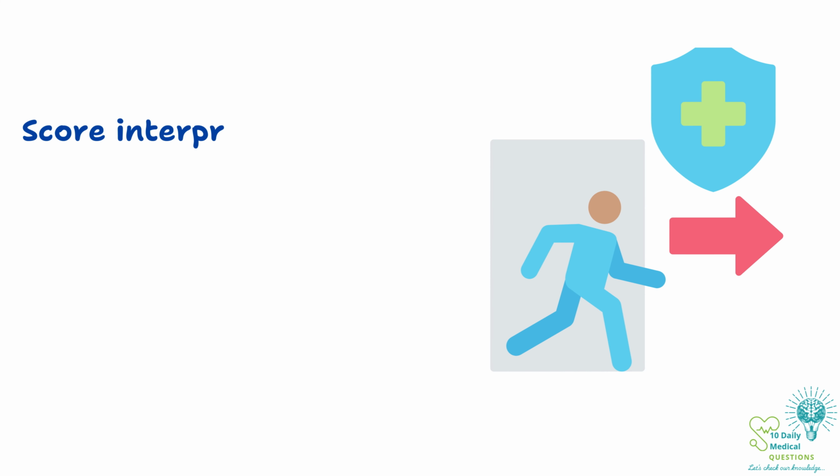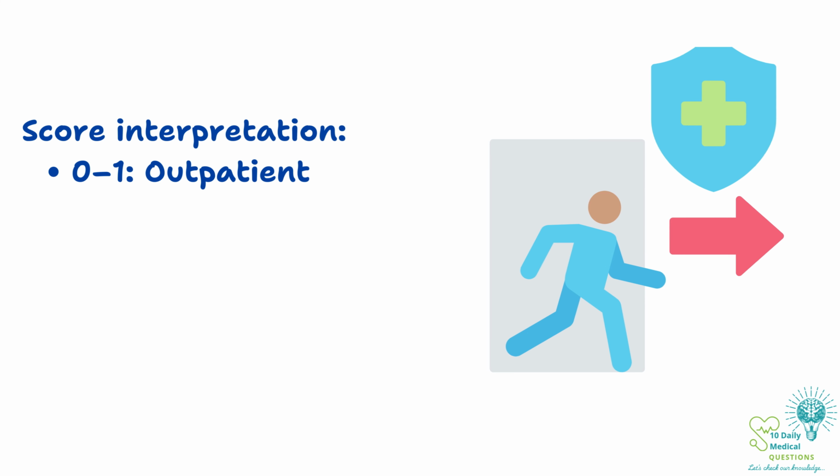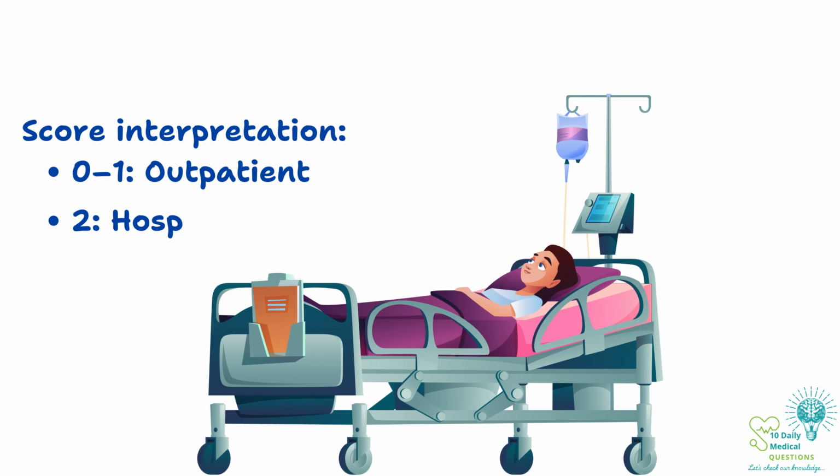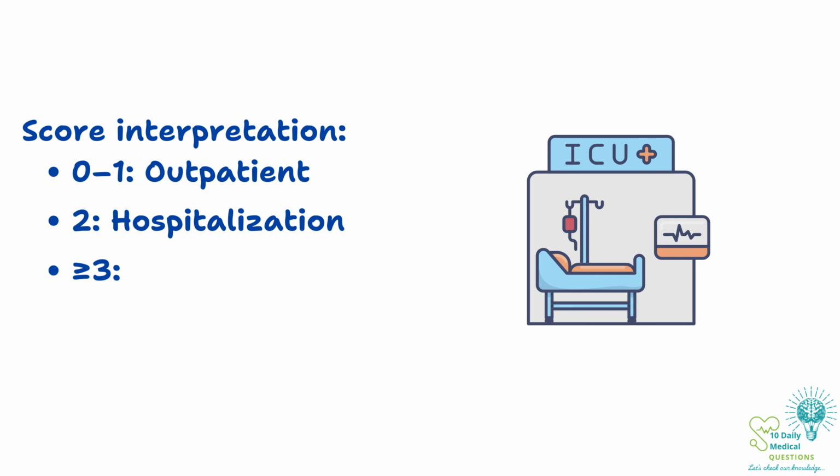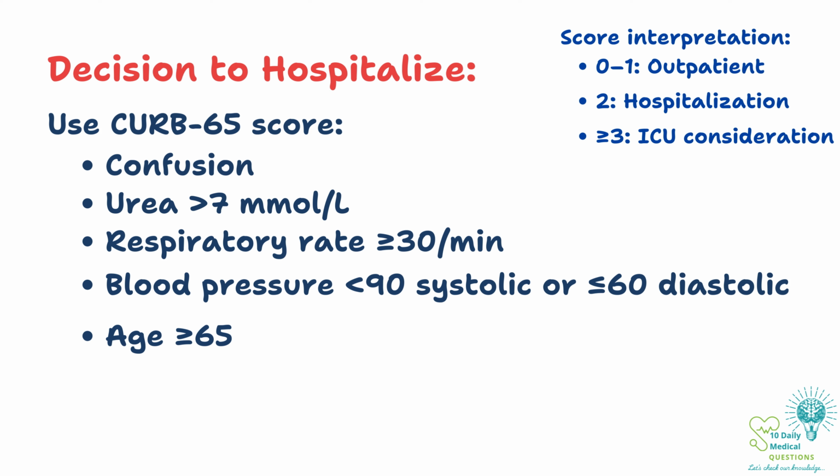Scoring: 0 to 1 points, outpatient treatment is appropriate. 2 points, hospitalization should be considered. 3 or more points, assess for ICU admission. This score helps guide clinical decisions by stratifying patients based on the severity of their pneumonia.